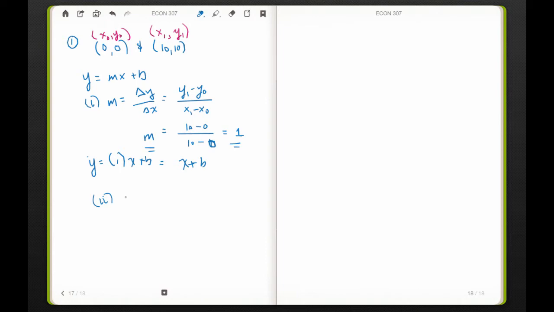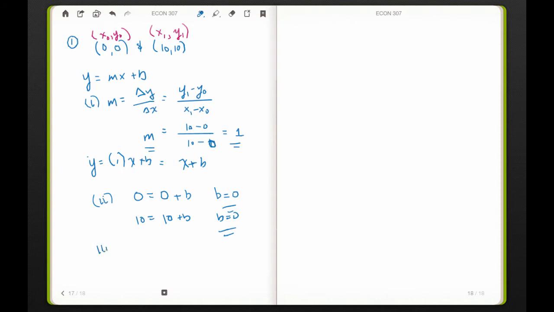So for example, we can use (0, 0) if we want. I'll do both. So we have 0 is equal to 0 plus b. All right, so that tells us that the vertical intercept is 0, that this line goes through the origin. We could have also used (10, 10). So 10 is equal to 10 plus b, and we come up with b is equal to 0. Same thing, so we double checked ourselves.